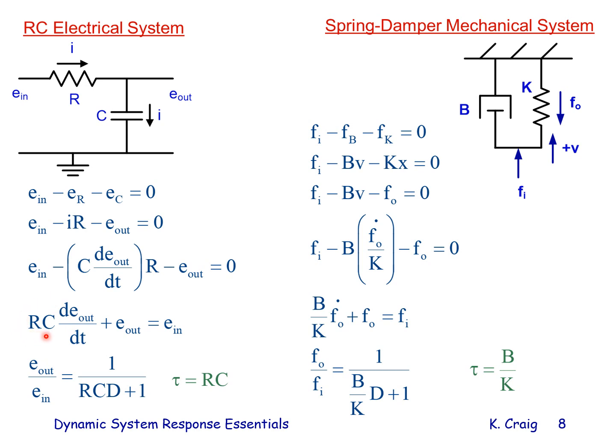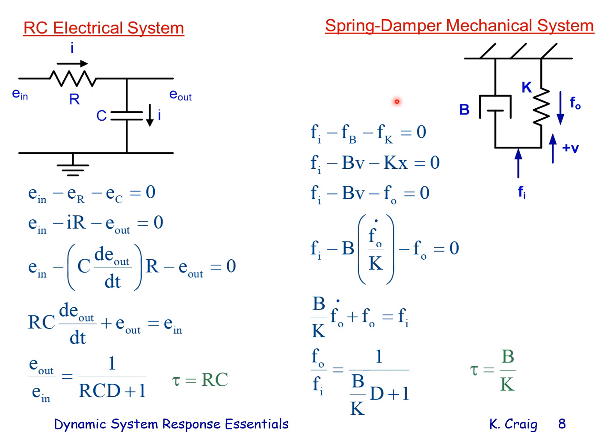We identify this constant here, R times C, as tau, the time constant. And if I use my differential operator, I can then get my transfer function, E out over E in equals 1 over RCD plus 1.